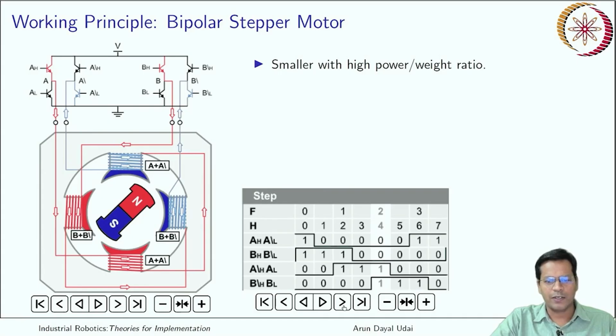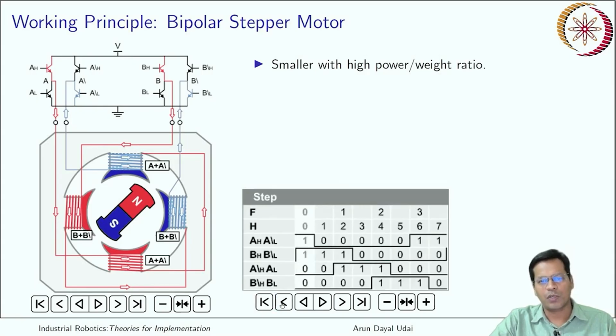Okay, so same here. If it is moving like this, you just have to reverse the sequence of the pulse that goes to the coil. So that way you can reverse the direction. So you can precisely control the position, you can precisely control the direction, and easily control the direction, and you can control the velocity.